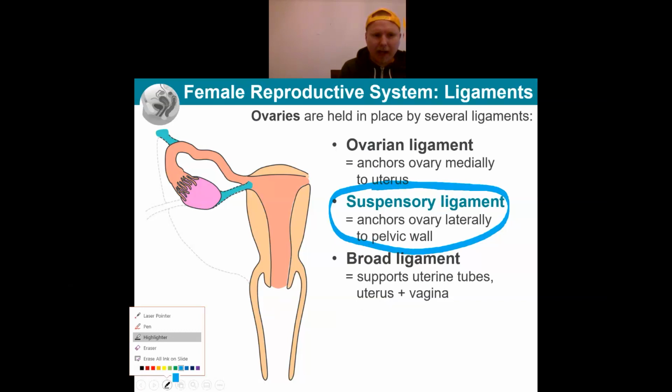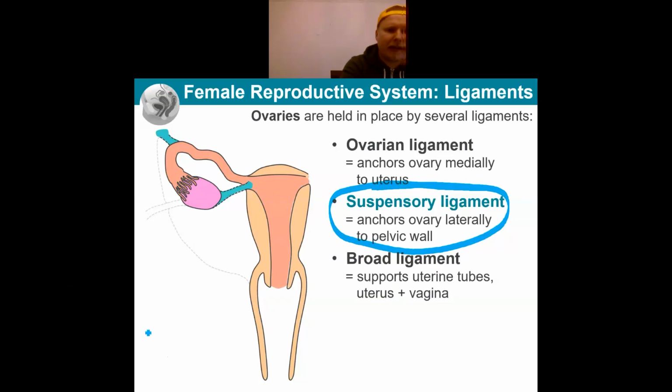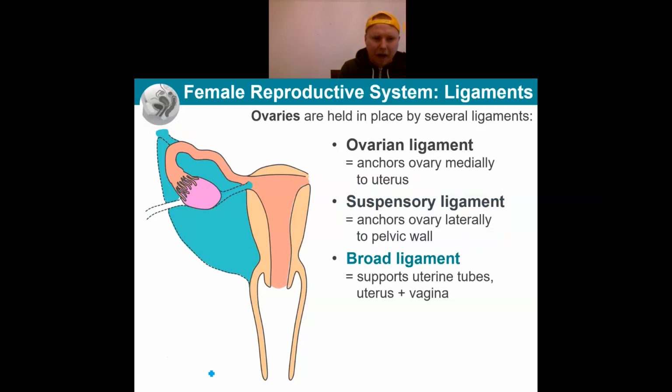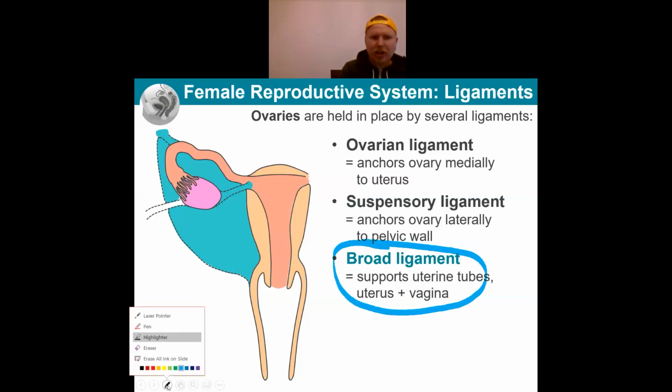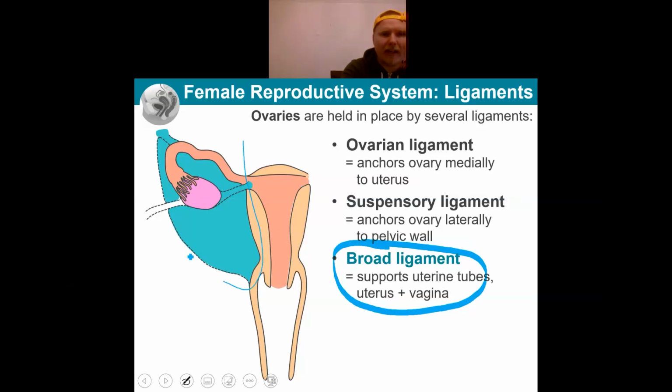So that's known as our suspensory ligament. And finally, we have our broad ligament, which really lines over all of this as a flat, thin sheet, supporting the uterine tubes as well as the uterus and vagina. All of these are anchored nicely with this broad ligament sheet or layer that we see here, if you wish.